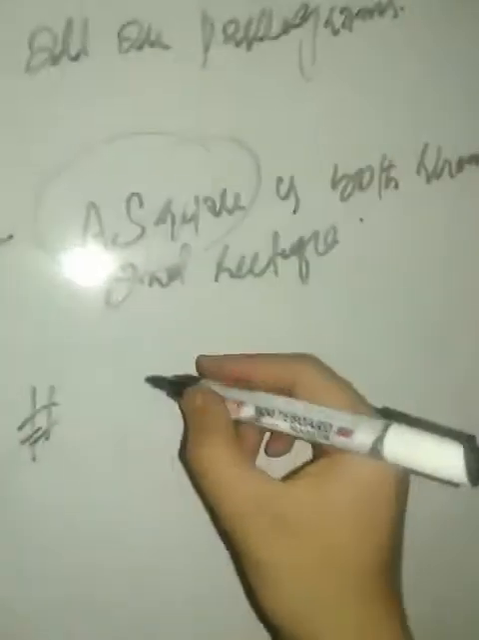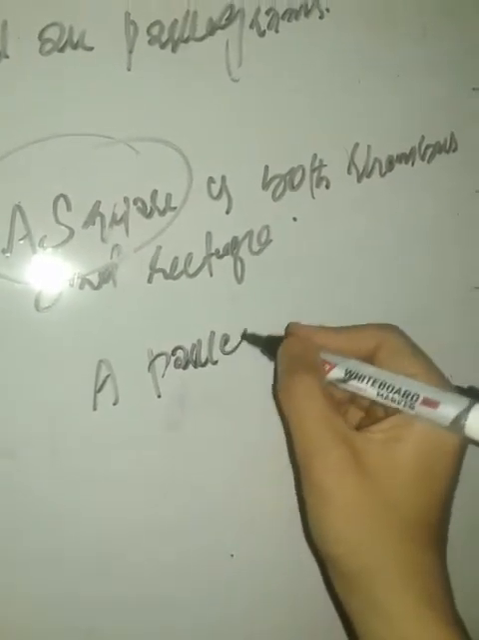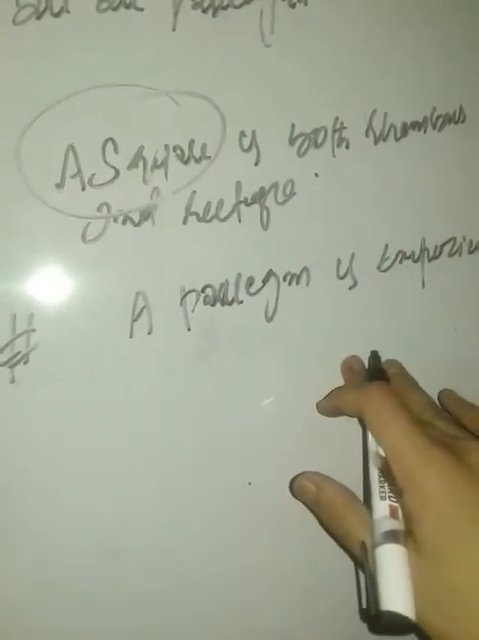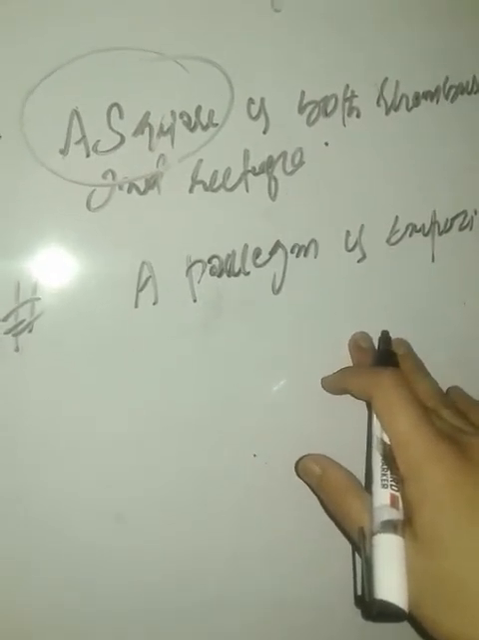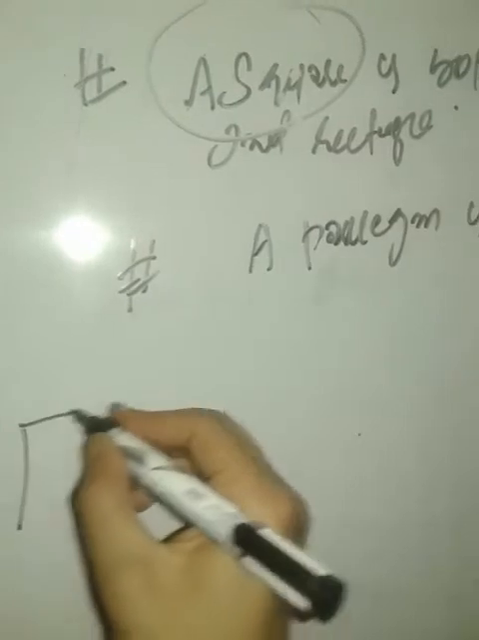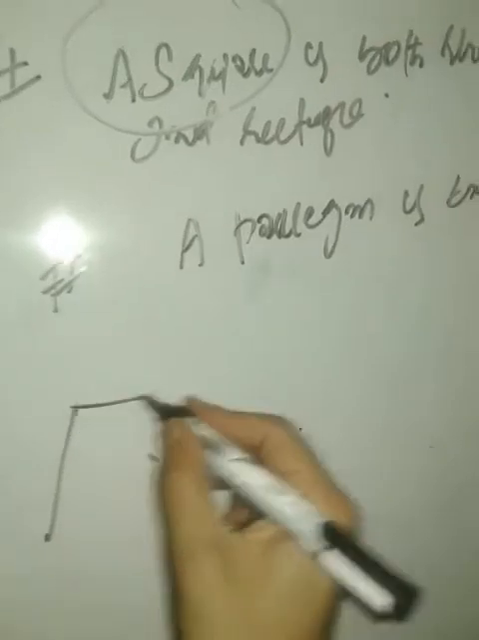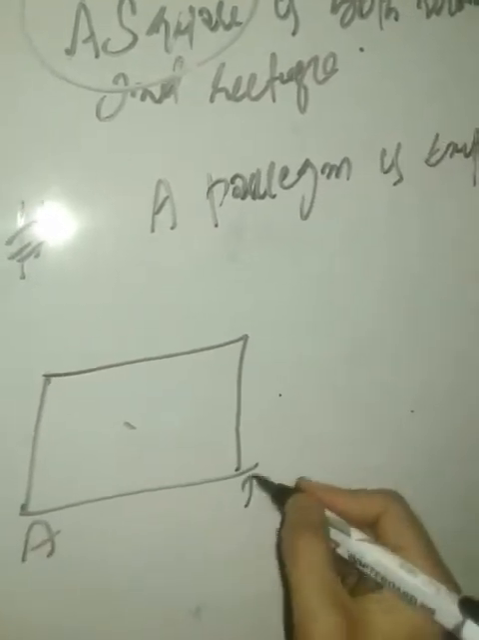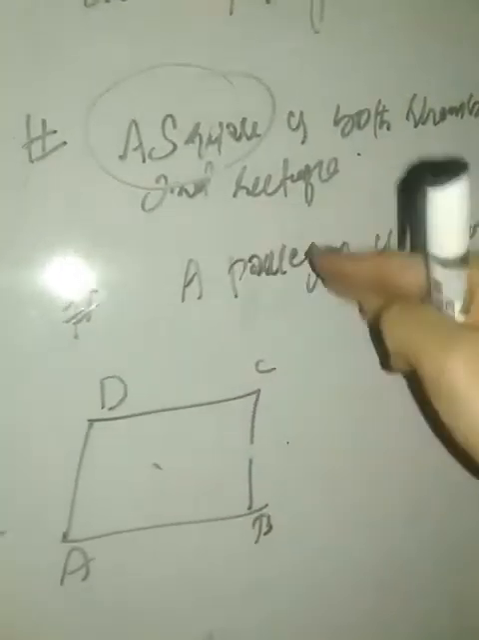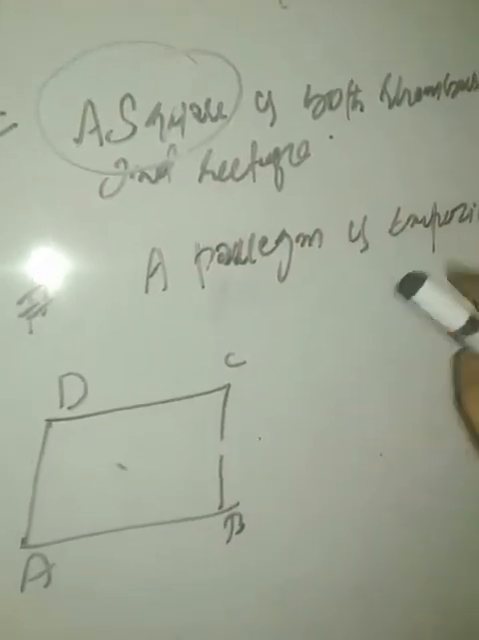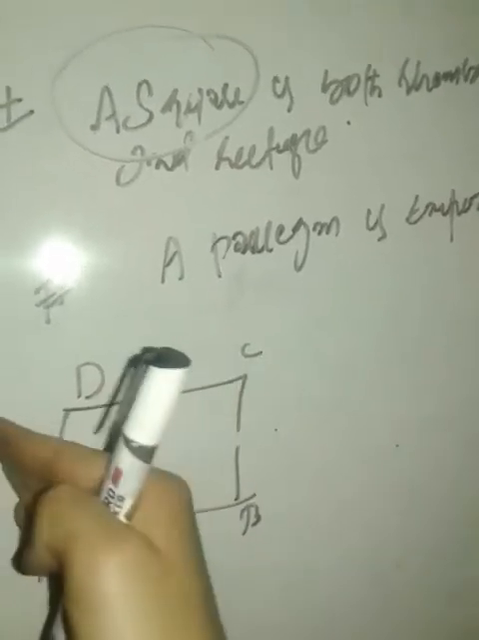Point number three, a parallelogram is a trapezium. Why? For a quadrilateral to become a trapezium, one pair of opposite sides should be parallel. We have nothing to do with the other pair of sides. For example, if we have a parallelogram ABCD, AB is parallel to DC and BC is parallel to AD.